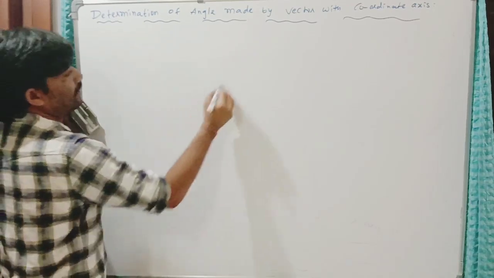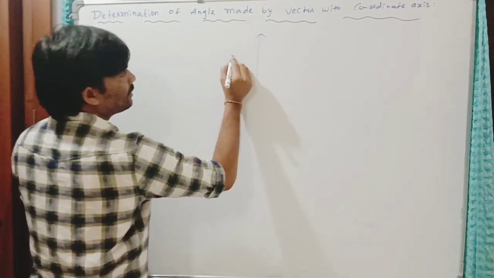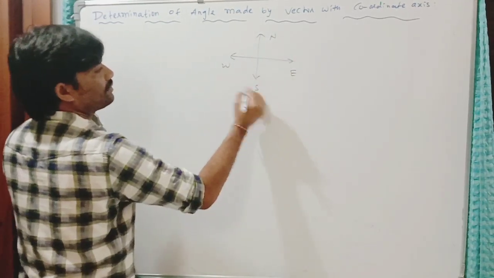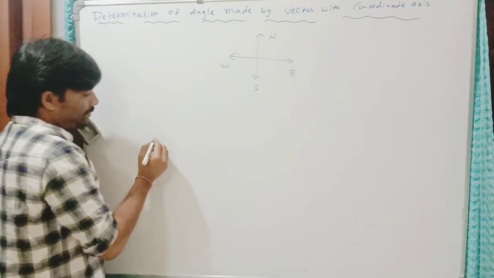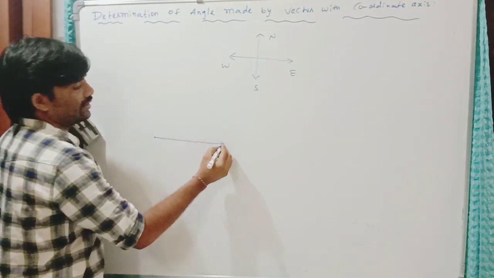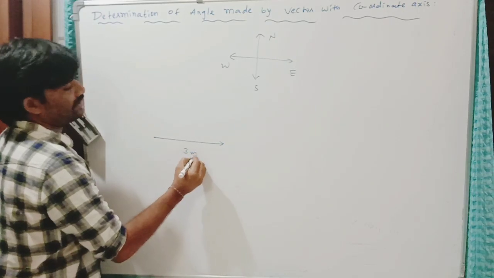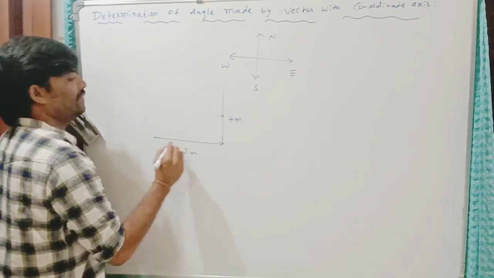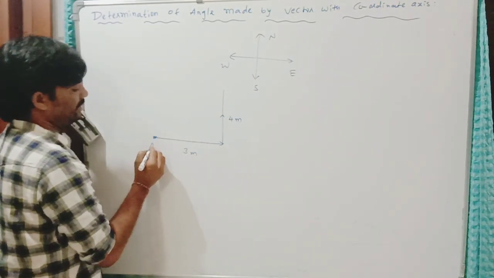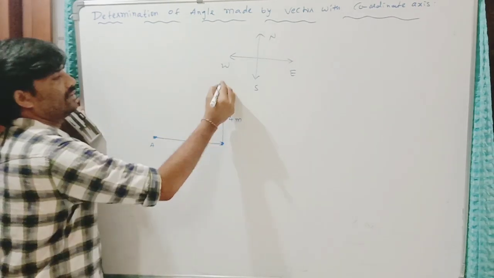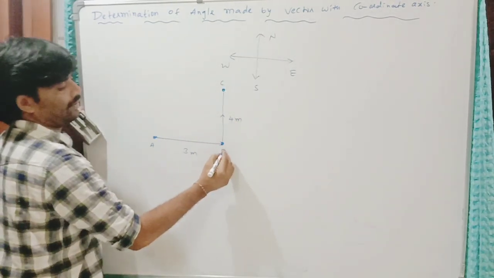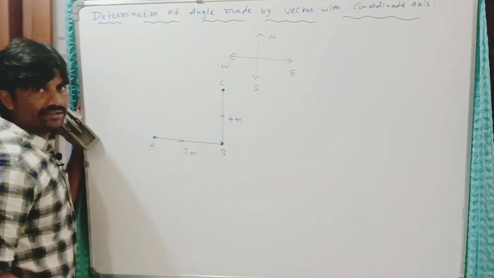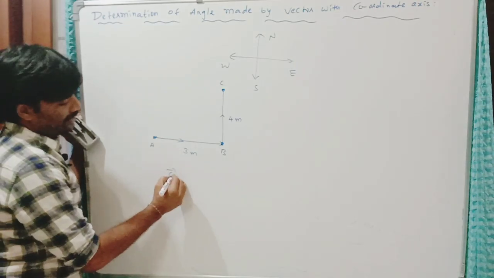For example, instead of this coordinate system, if you have geographical directions east, west, north, south. So if a body first displaces towards east for 3 meters and then takes turn towards north and moves for 4 meters, then what is the total displacement? This is the starting point A, this is the end point C. This is B. From A to B 3 meters, from B to C towards north 4 meters. Then total displacement.